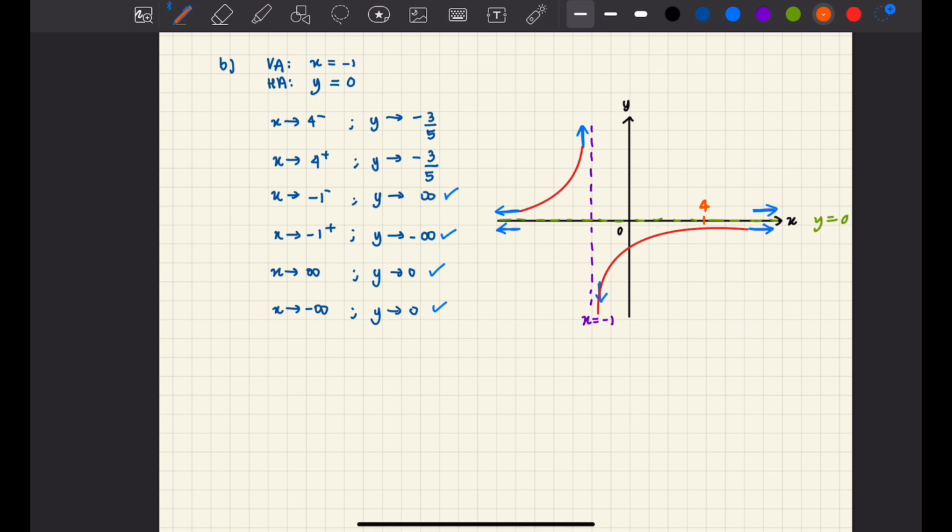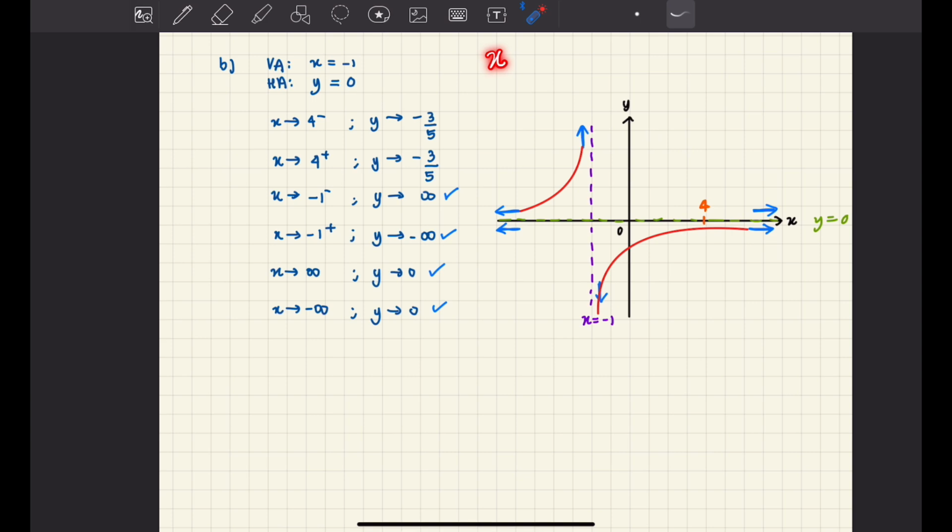Okay, so x equal to 4 is over here. Okay, and then kita tahu dekat sini, when x approaching 4 from the left, y is approaching negative 3 over 5. Okay, and then when x approaching 4 from the right, y is approaching negative 3 over 5. So you notice that these values are the same. Okay, means that daripada arah kiri 4 dengan daripada arah kanan 4, ini adalah nilai x awak.